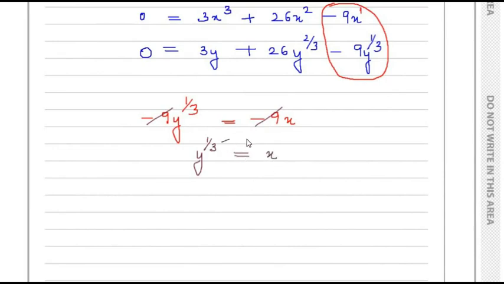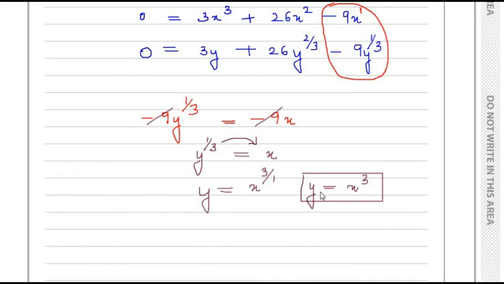Now let me transfer the fractional power to the other side of the equal to sign, so it becomes y equal to x to the power of 3 over 1. This is by laws of indices. The power flips or reciprocates when you are sending it to the other side of the equal to sign. So I can simply write it as y is equal to x cube. So this is the expression of y in terms of x.